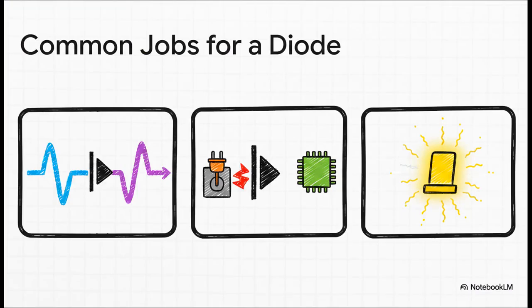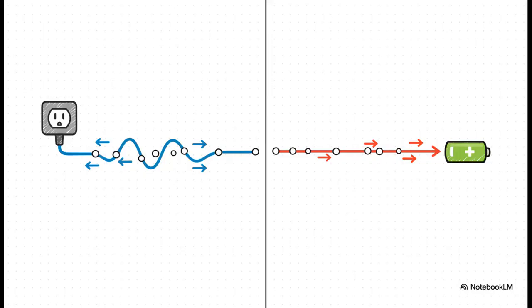Diodes are really the unsung workhorses of the electronics world. Their biggest job, by far, is converting power. But they're also used as a kind of safety switch, protecting your gadgets if you happen to plug a battery in backwards. And, as we're about to see, a very special kind of diode has completely changed how we light up our world.